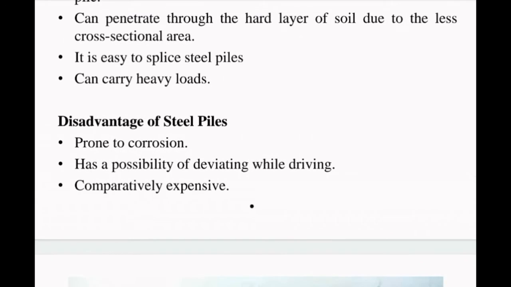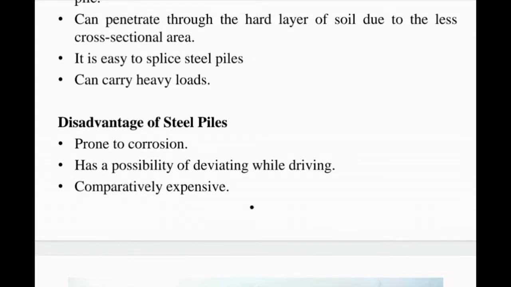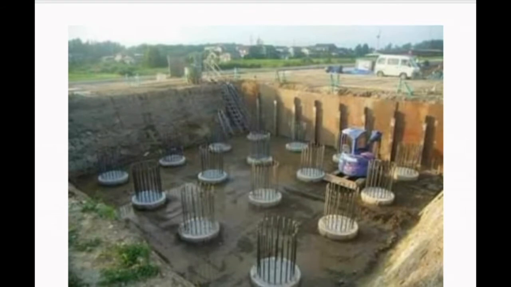Coming to the disadvantages of steel piles, they are prone to corrosion. As this is steel, it will easily corrode, and it's somewhat a disadvantage for the steel pile. And there is a possibility of deviating while driving, as it's a steel pile and can be driven somewhat faster, so it can deviate. So it should be carefully driven, and it's comparatively expensive. As this is steel, it's somewhat expensive, so it's also a drawback for the steel pile. These are the piles that are erected in the ground.